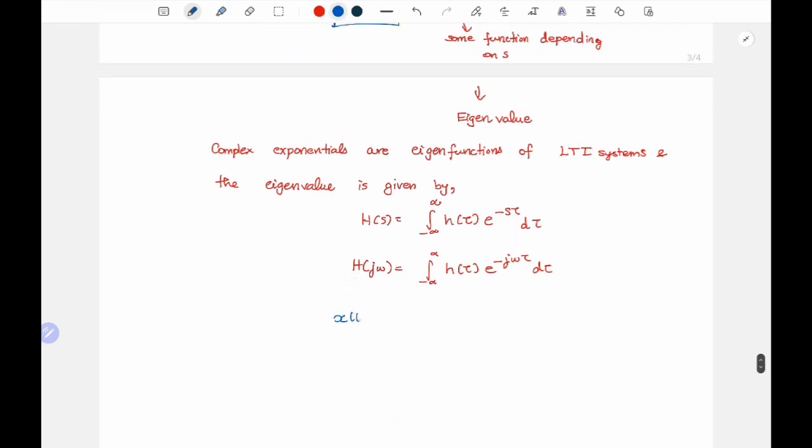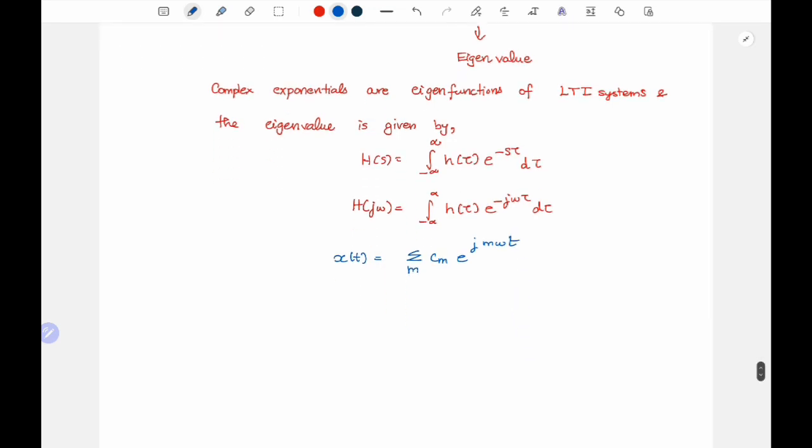Now if x(t) is the summation of C_m e^{jmωt}, what will y(t) be if we pass this x(t) through an LTI system? It will be the summation over m, where C_m remains the same. For each of these exponentials you will have some H(jω), that is H(jmω), multiplying e^{jmωt}, correct?